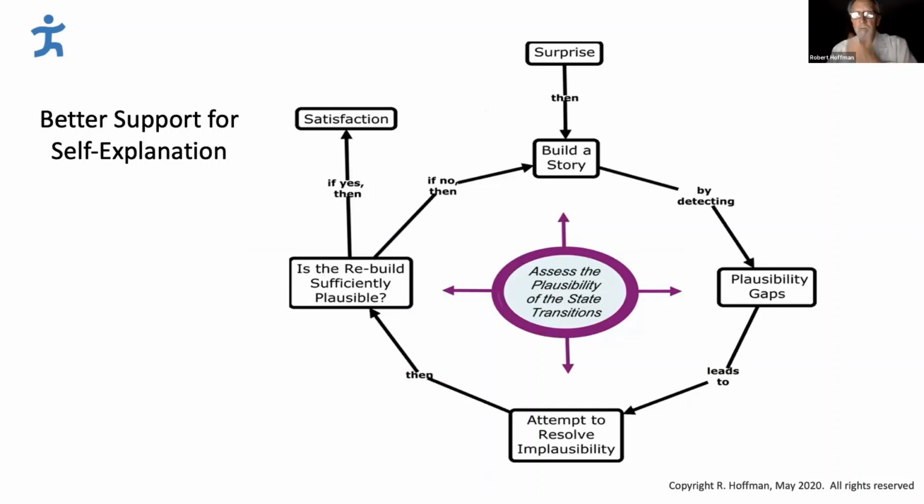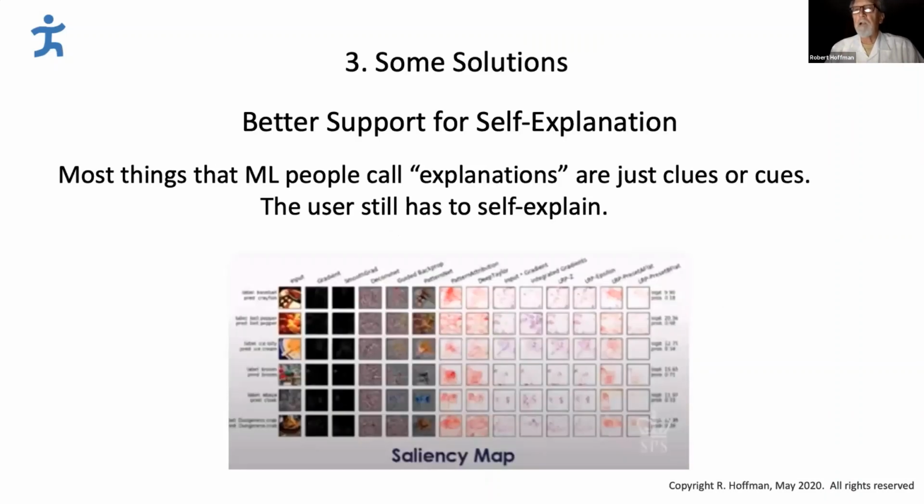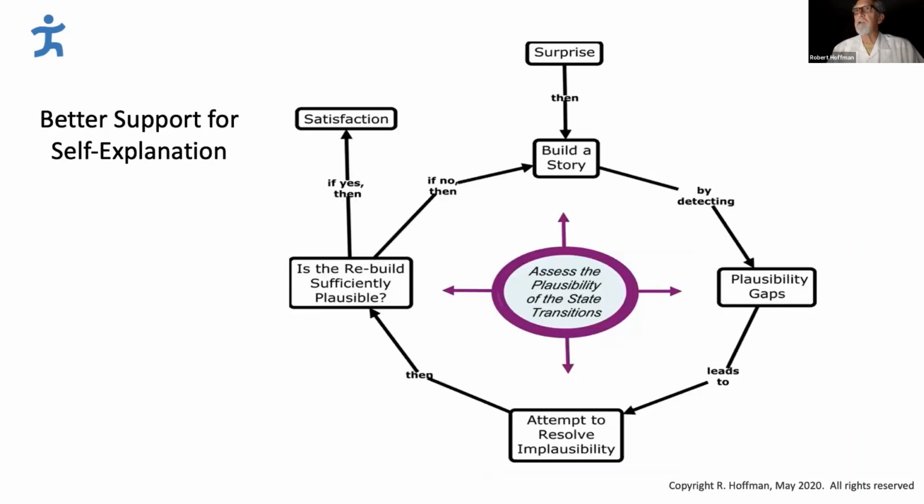So when people get these things, they're really just clues or cues. And so the user has to engage in self-explanation, which we do all the time. And in self-explanation, there's some sort of a surprise. And people try to build a story. They try to build a story that gives them some idea of what's going on. And then they ask whether or not, well, does that really make sense? And maybe in some ways it does, but in some ways it doesn't.